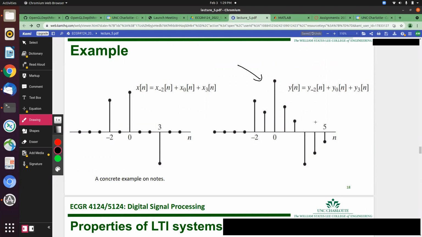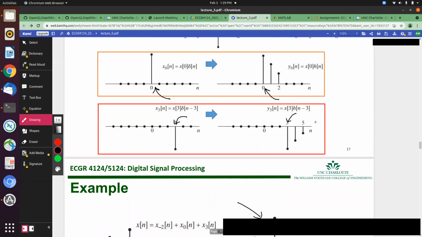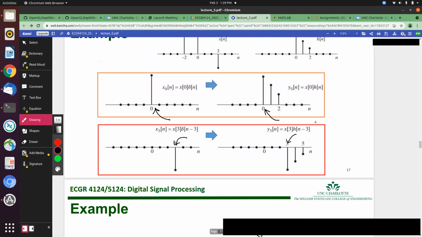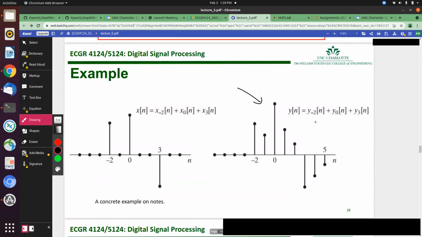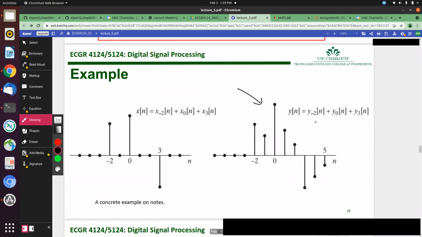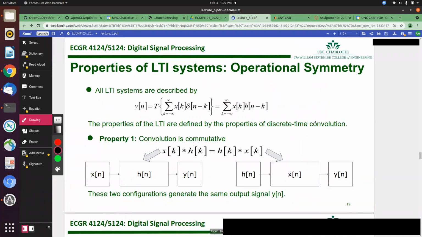Okay, so what's the key idea there? We're taking one function h and shifting it to wherever the value of x is, amplifying it by the value of x, and then adding it all together. That's what the operation is. Any questions on this presentation of the graphical convolution? Yeah.